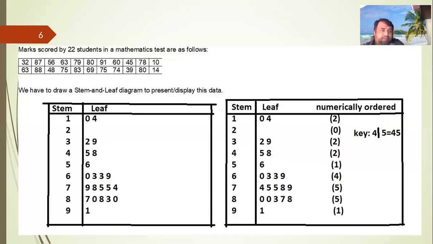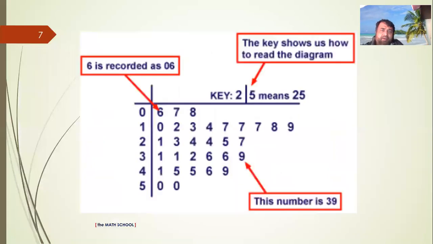So this is how we can make a stem and leaf diagram. Here is just an explanation: 6 means 06, according to the key. 2 bar 5 means 25. So the key shows us how to read the diagram. This number is 39. Why 39? Because 9 is against the stem 3, so 3, 9, that is 39. This value would be what? 0, 5, that is 50. And this value is 2 and 5, 25. So this is how we can understand from the key.